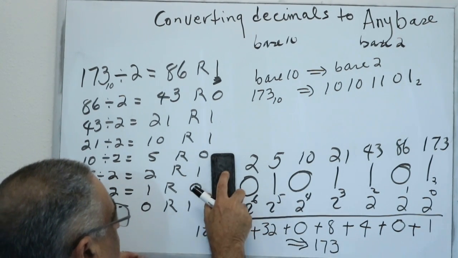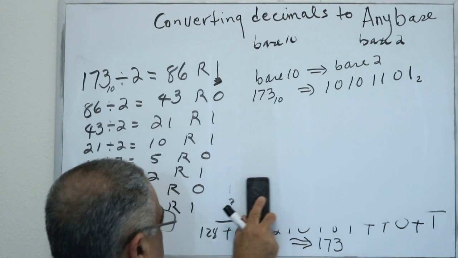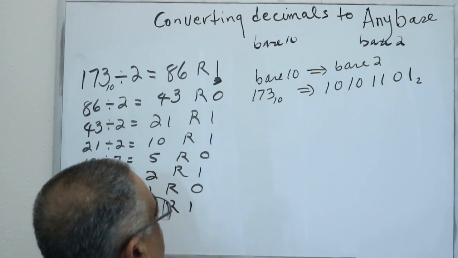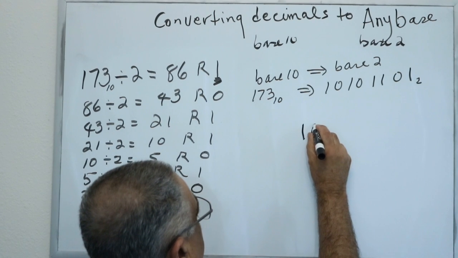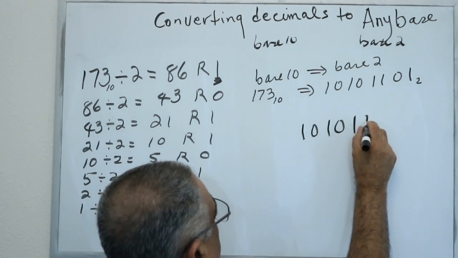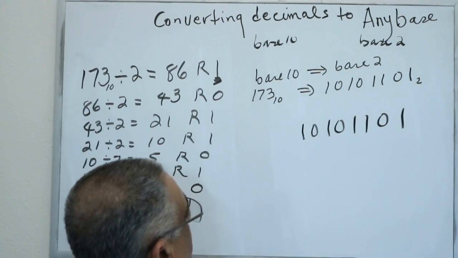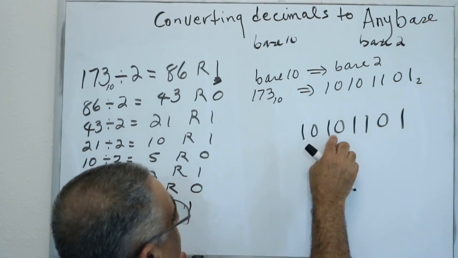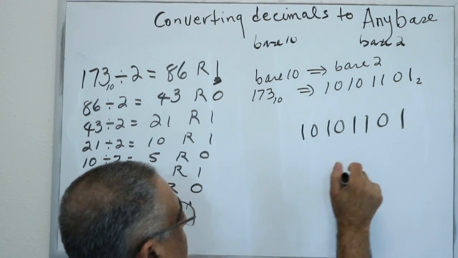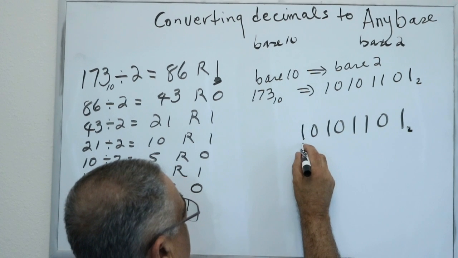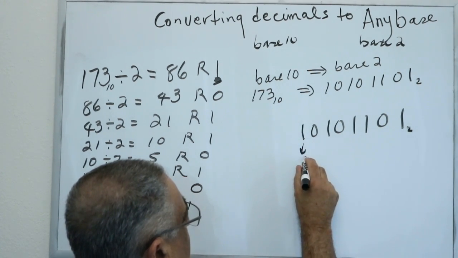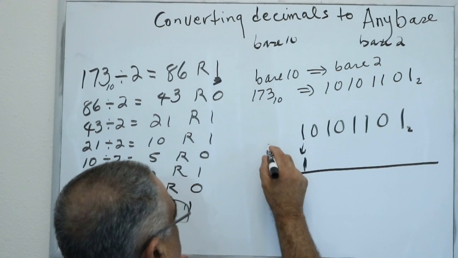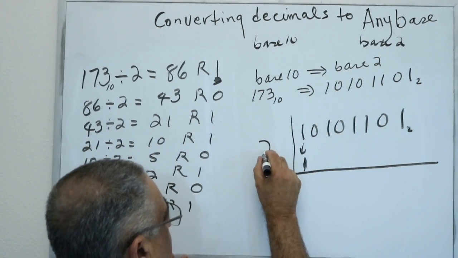Another way, I'm going to erase this problem here. So watch how we can do this. I have this number here, 10101101. Now, how do you go back and convert from binary back to decimal? This is binary. The best way is I'm going to bring this number down. Now remember, this is base 2.